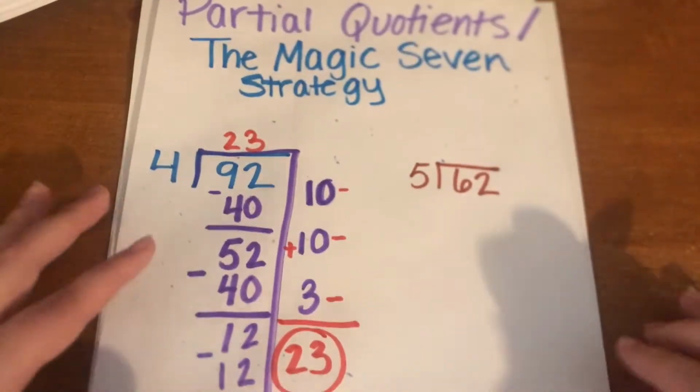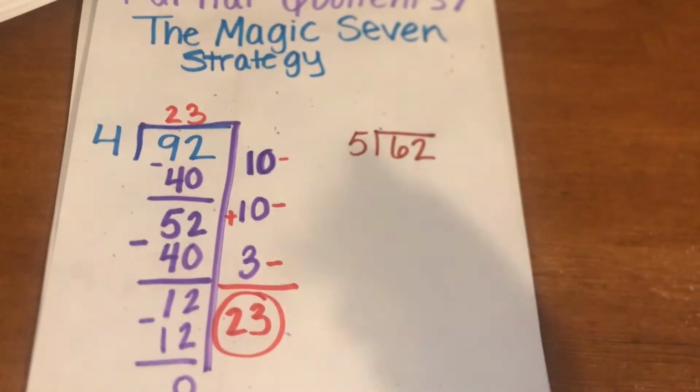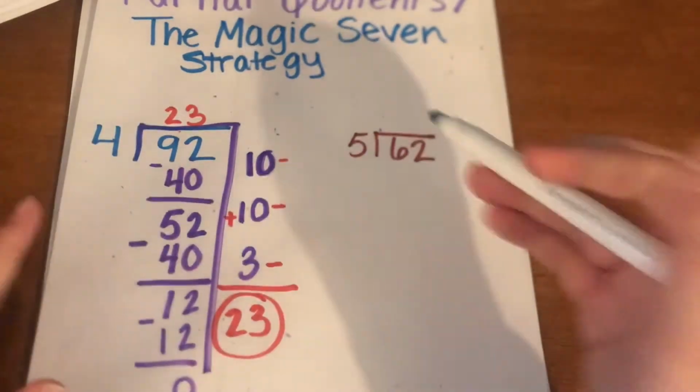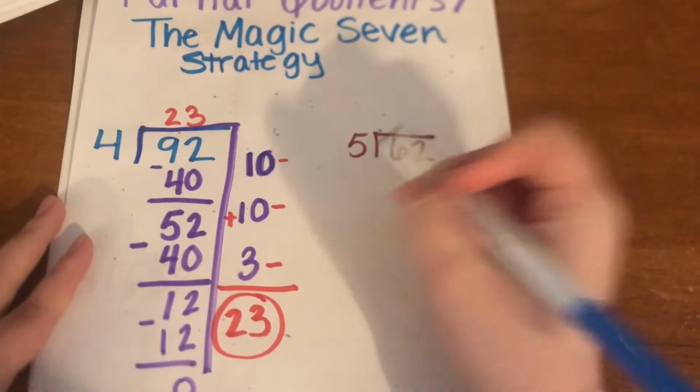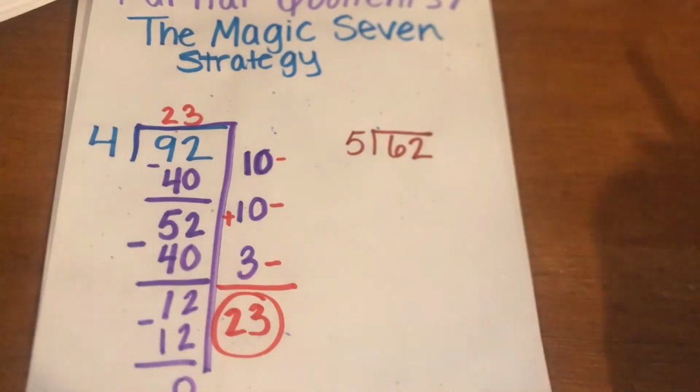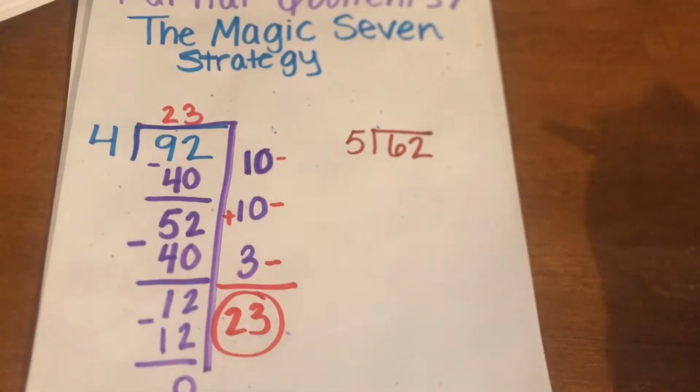This strategy also works when it's not an even number. So when you can't divide something evenly and you know you're going to get a remainder. So we know that 62 can't be divided by 5 evenly because it doesn't end in a 5 or a 0, but we can still use this strategy.